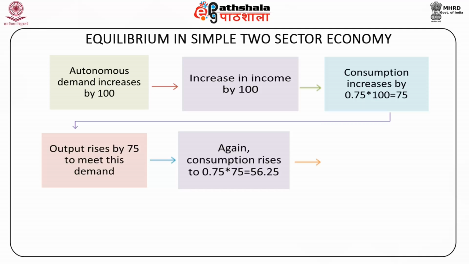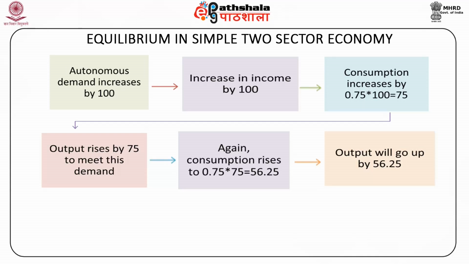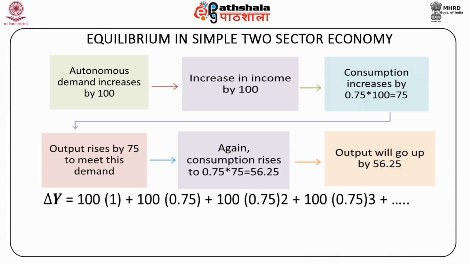This process will continue and it will look like a geometric progression. Change in Y = 100 × 1 + 100 × 0.75 + 100 × 0.75² + 100 × 0.75³ and so on. The initial increase in autonomous demand of 100 will result in increase in income of 400, giving a multiplier of 4.